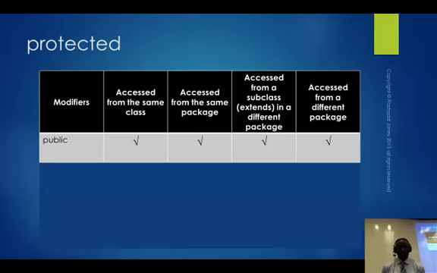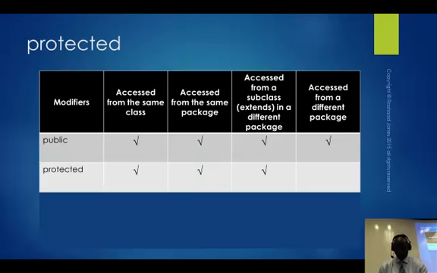The first modifier is public, and we are all familiar with public by now. Anytime we create a member or a method, we can declare it as public. And what that means is any class user, no matter where that class user is, has access to it.